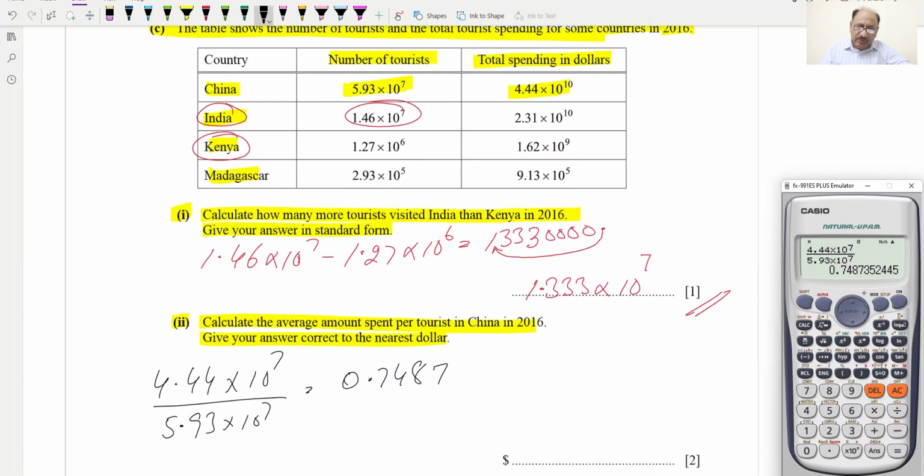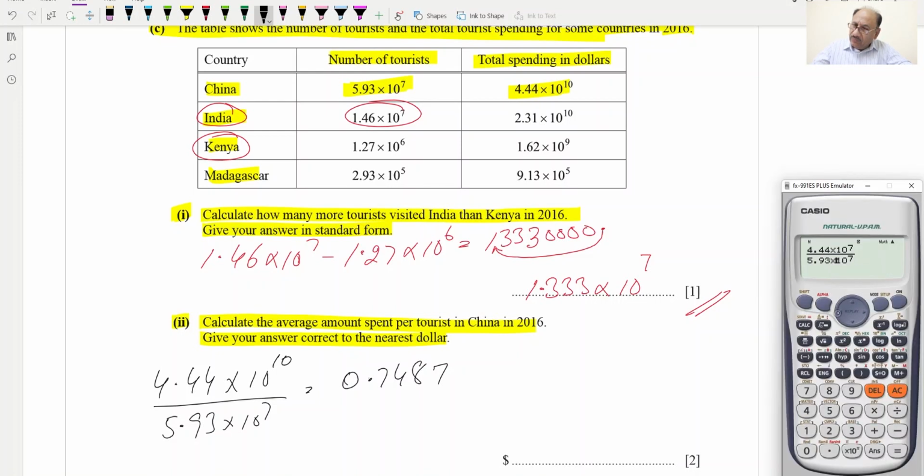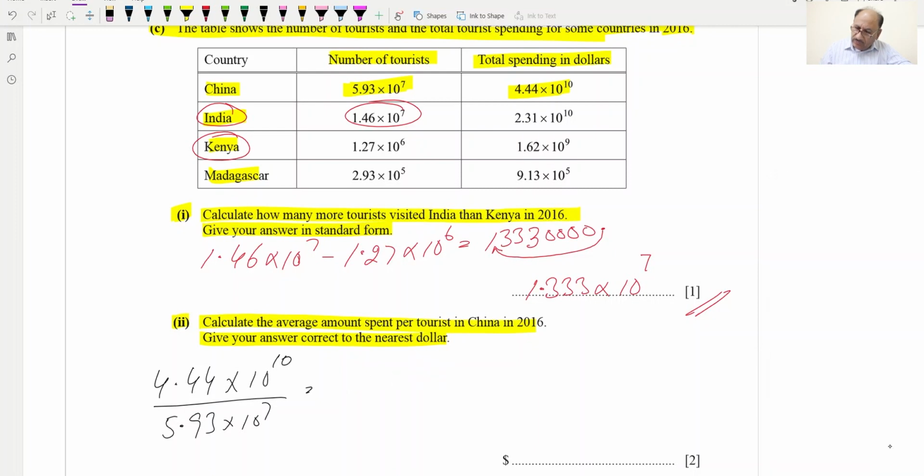This is basically 10 raised to the power 10, which we made a mistake on. This should be 10 raised to the power 10, and we can check this one. This gives 748.7. Now, rounding to the nearest dollar, we can round it to $749, and $749 will be our final answer for this 2 mark question.